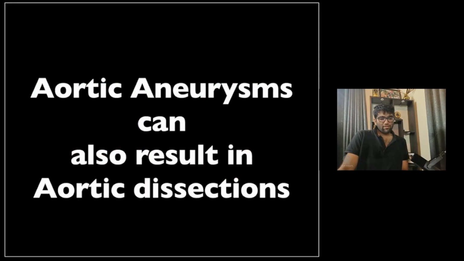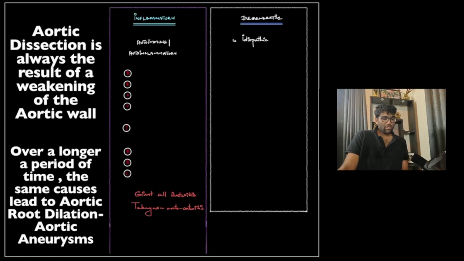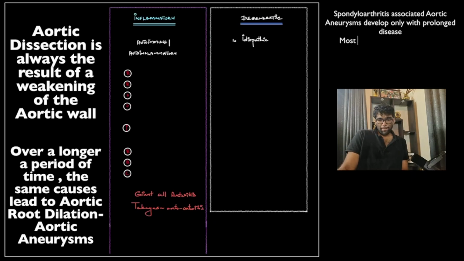Coming to aortic aneurysms and how they can cause aortic dissections. An aortic dissection is always the result of weakening of the aortic wall. Over a period of time, the same causes that lead to aortic root dilatation, that is aortic aneurysms, can lead to aortic dissections. The most often talked about causes are spondyloarthritis associated aortic aneurysms, and these develop only with prolonged disease due to fibrosis in the wall of the vessel affected. Most commonly, this is with ankylosing spondylitis.